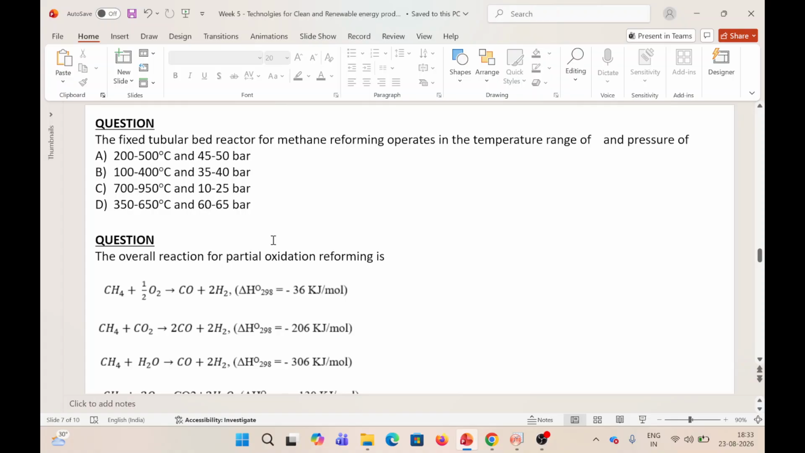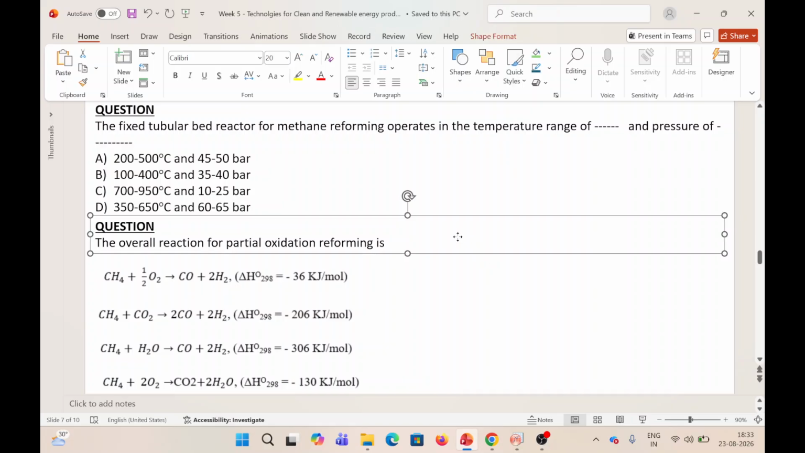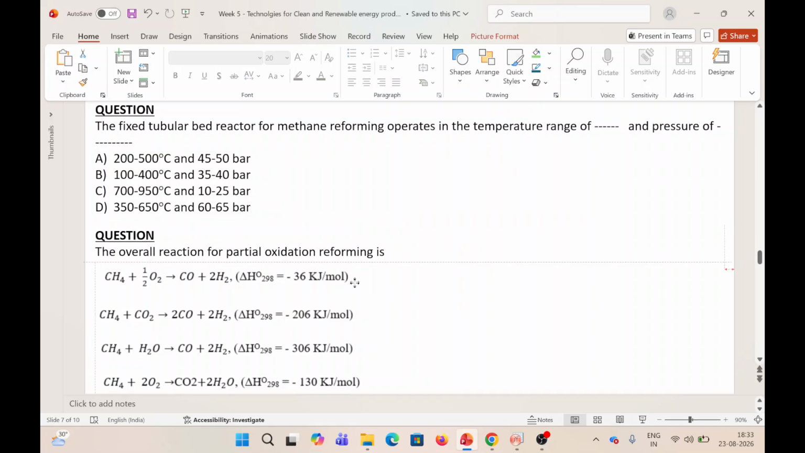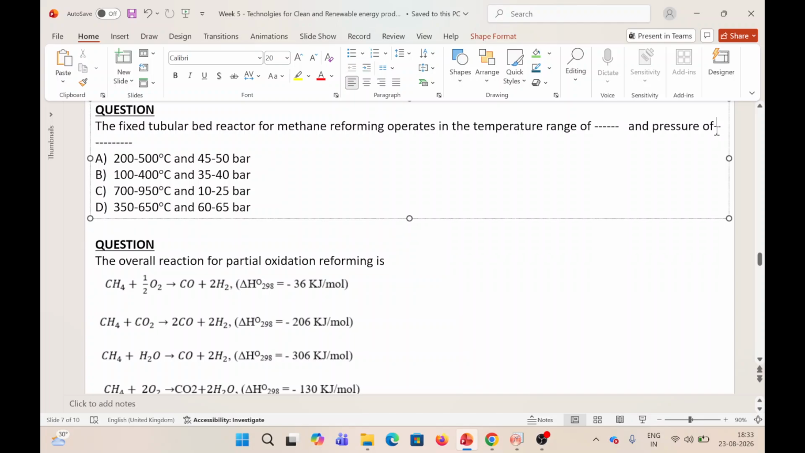Next, the fixed tubular reactor for methane reforming operations operates in the temperature range of dash and pressure range of dash. What is the temperature and pressure range in which this methane reforming operation happens in the case of a fixed bed tubular reactor?